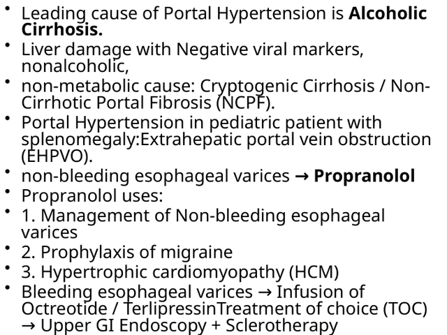Speaking of propranolol, its uses extend beyond variceal prophylaxis. It's also effective in managing migraine prophylaxis and is used in hypertrophic cardiomyopathy, or HCM, to control symptoms. When a patient presents with bleeding esophageal varices, the immediate treatment involves infusion of medications like octreotide or terlipressin to control bleeding. The definitive treatment of choice is upper GI endoscopy combined with sclerotherapy, where we effectively obliterate the varices. So, understanding these key points helps us approach portal hypertension comprehensively, from its causes to its management strategies.